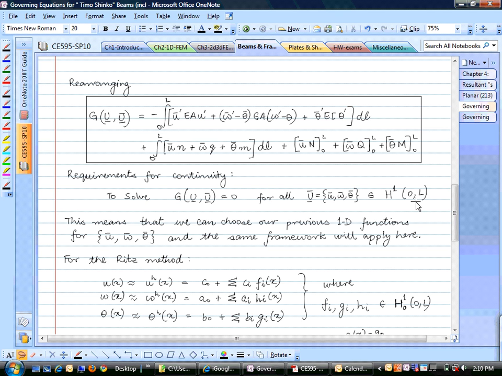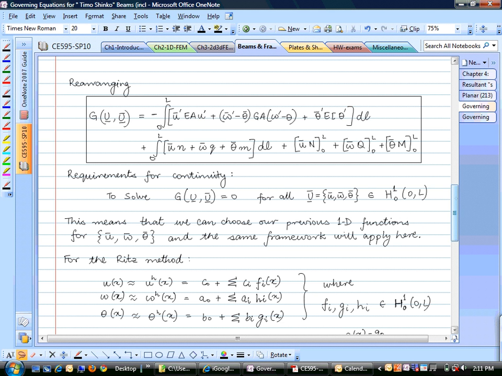A little later on we'll see that this H1 will change actually. And since this is actually virtual displacements, we should write it as H10. This zero denotes the fact that this u bar has to be 0 at the essential boundary condition, right?